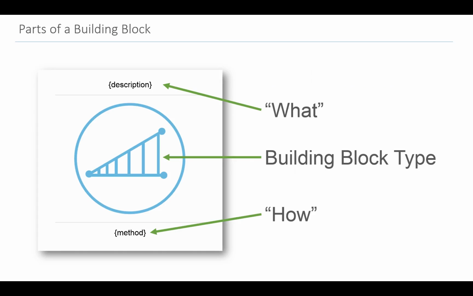So let's look at the anatomy of an LEML building block. First, the main symbol indicates the type of building block. The top line of text of the building block is a brief description of that element in the learning environment. So for example, this may be listed as an overview or a Chapter 1 reading or a final exam.